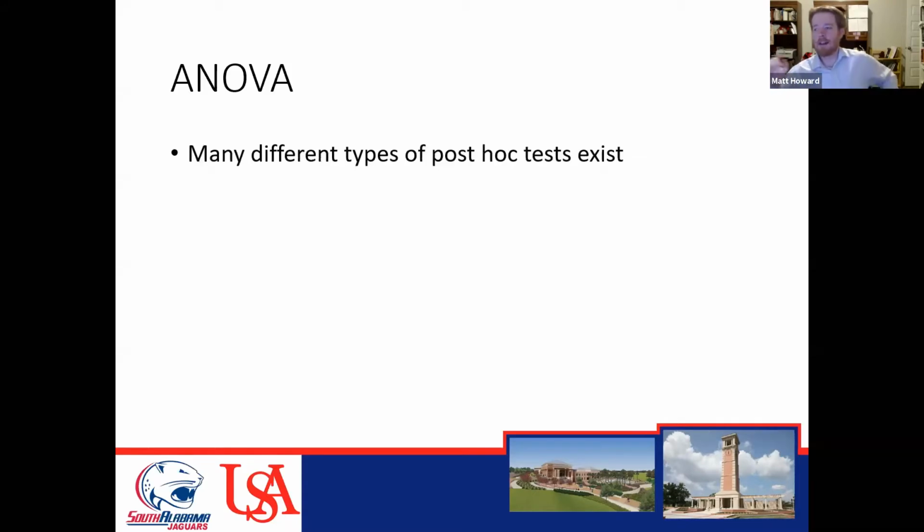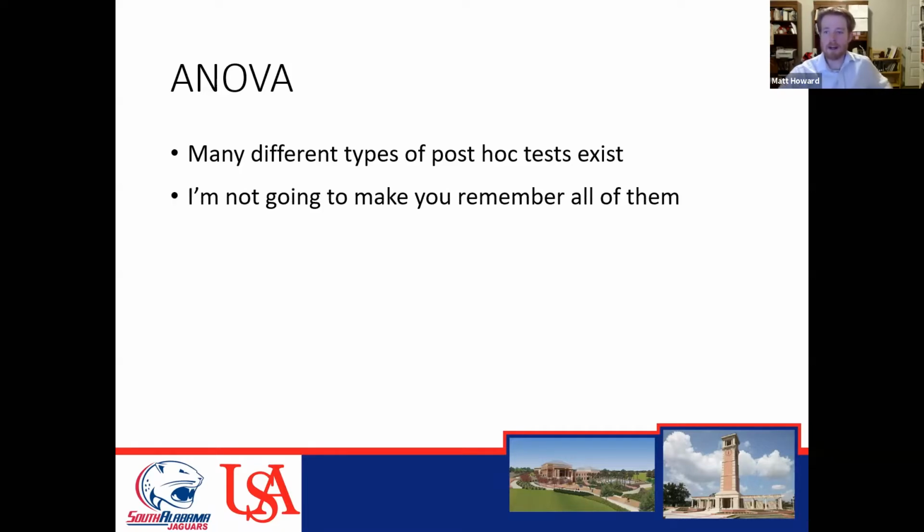Okay. So things you should know is many different types of post hoc tests exist. I believe it was particularly in the 70s and 80s, there was a time where a lot of statisticians got really into post hoc tests. And there was a time where post hoc test after post hoc test after post hoc test was being invented. I think Jamovi only gives you 2, maybe 3 different post hoc tests you can perform. If you use SPSS, then there's going to be maybe a dozen different post hoc tests you can run. At least. I'm not going to make you remember all the post hoc tests.